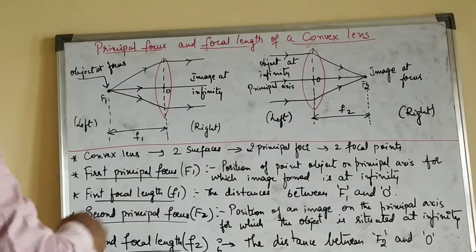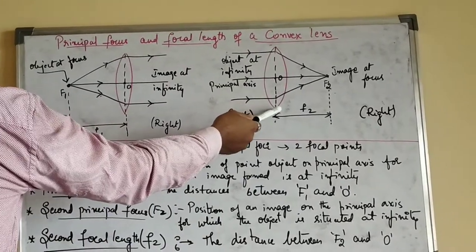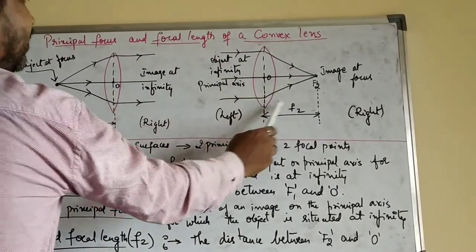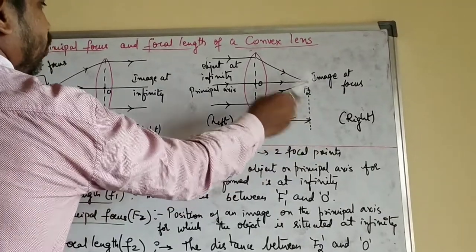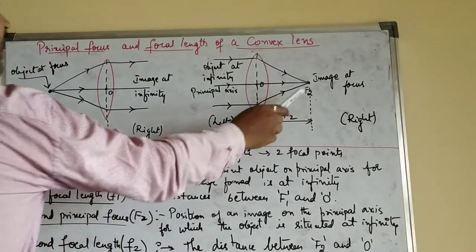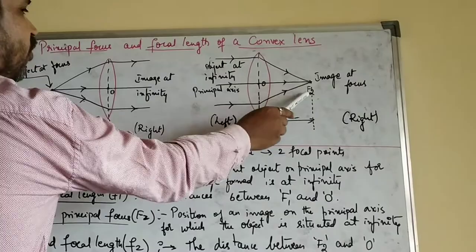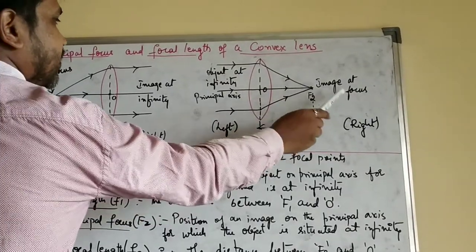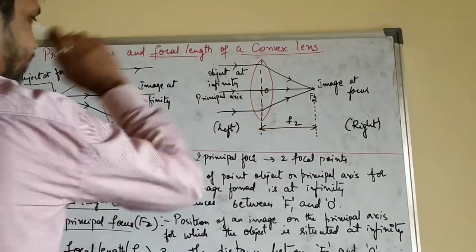Now see this convex lens here. To the right side, you have F2. F2 is called the second principal focus. It is always towards the right side of the convex lens.